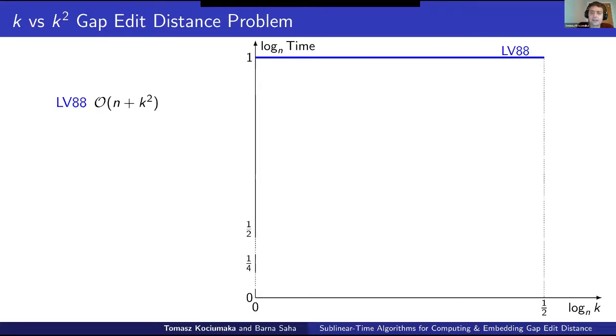So the baseline solution of Landau and Vishkin takes linear time, and that's because the quadratic gap edit distance problem only makes sense when k does not exceed square root n, otherwise it becomes trivial. Then the algorithm of Batu and others is indeed very fast. It costs roughly the fourth root of n for the quadratic gap edit distance problem, but it only allows k to be a constant factor away from the upper bound of square root n.